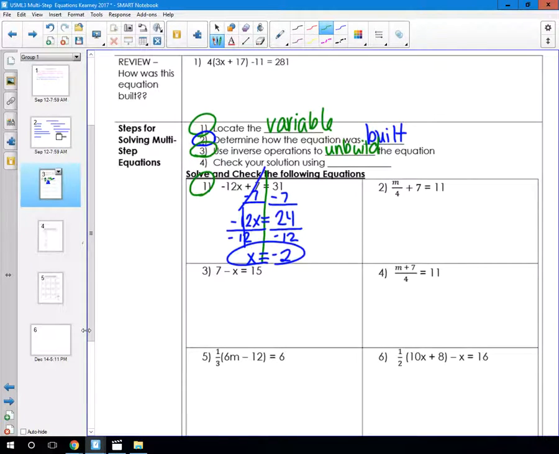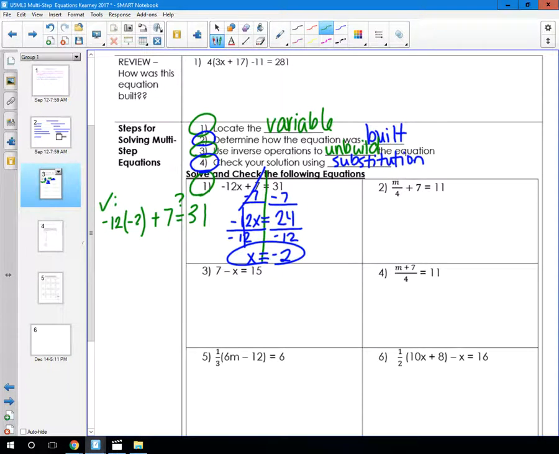Remember, you always want to check to make sure that this equation works, that one side equals the other. So to check, I'm going to come over to the side, and that's my 4th step: check your solution using substitution. Where there's an x, I'm going to put -2. So I have -12 times -2 plus 7, and we're wondering, does that equal 31? We're going to simplify both sides and see if one side equals the other.